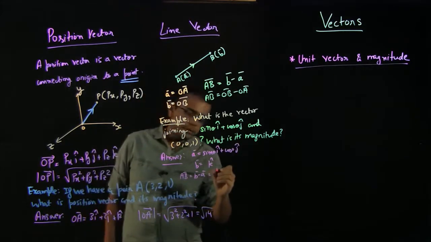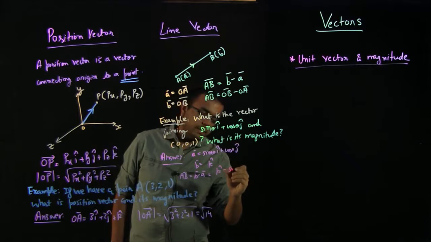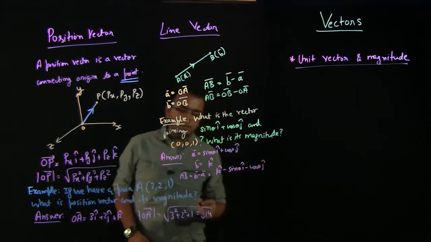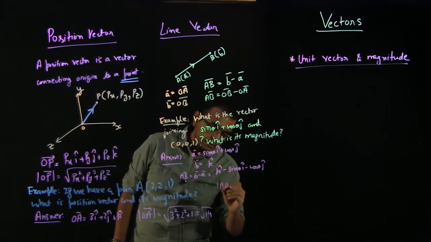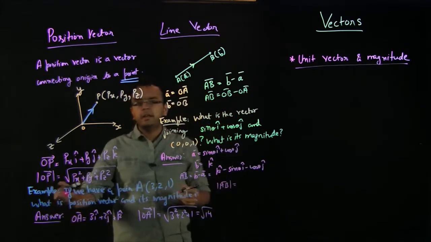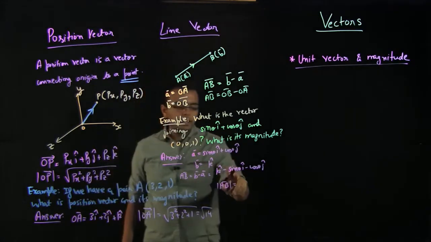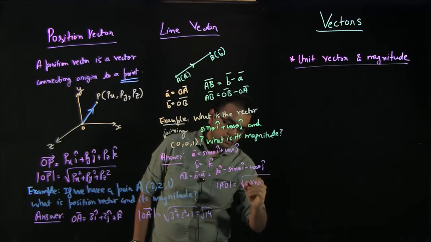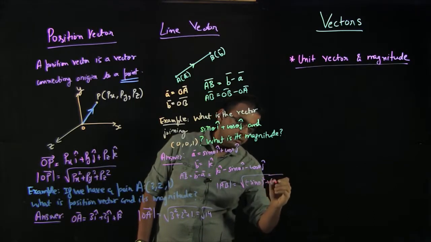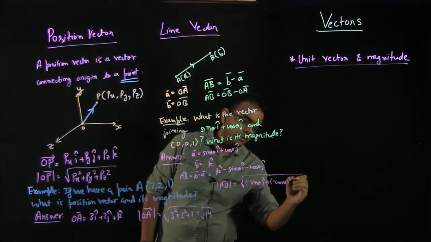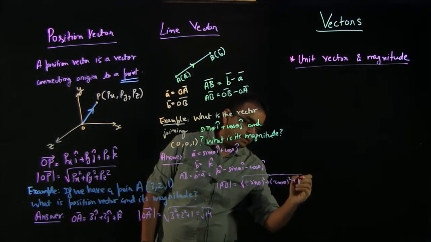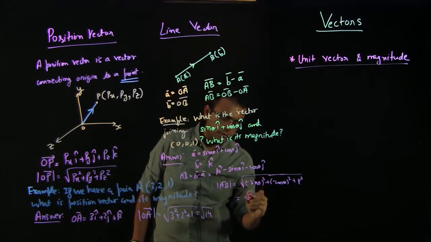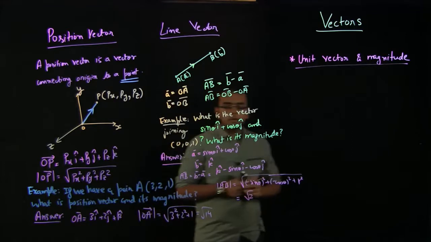It will be k cap minus sin theta i cap minus cos theta j cap, and the magnitude of AB vector would be similar to how we defined OP vector, basically squaring all the components. So minus sin theta whole square plus minus cos theta whole square plus 1 whole square, and sin square theta plus cos square theta is 1. So AB vector magnitude is root 2.